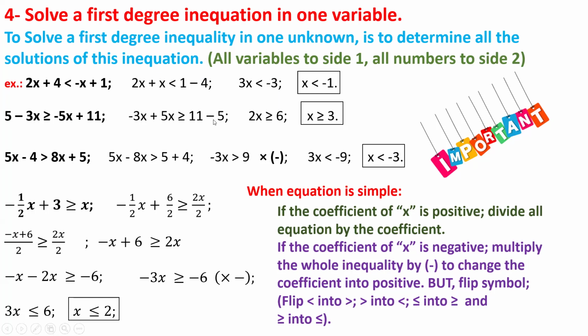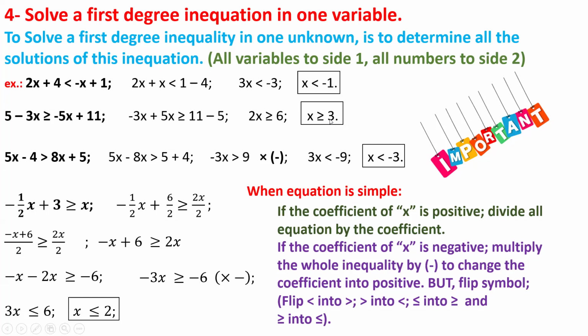I get 5. It becomes minus 5. Let's calculate side 1. Minus 3x plus 5x is 2x, greater than or equal 11 minus 5 is 6. Also, I look at the coefficient of x. Since it's positive, I divide all the inequality by 2. 2x by 2 is x greater than or equal 6 by 2 is 3. x greater than or equal 3.